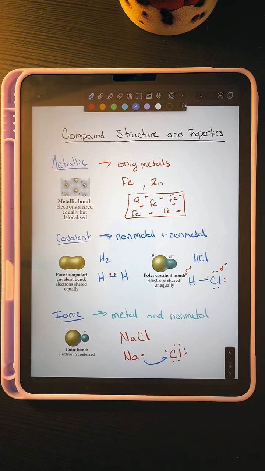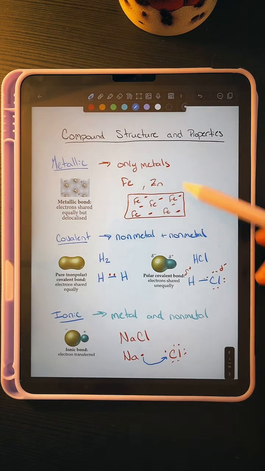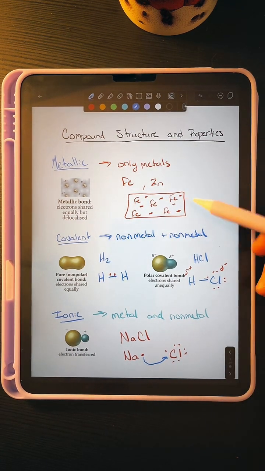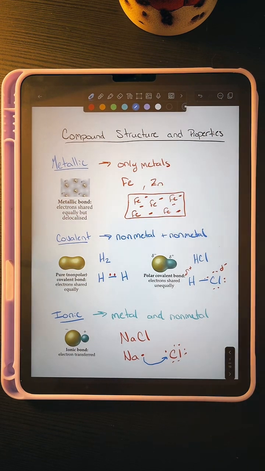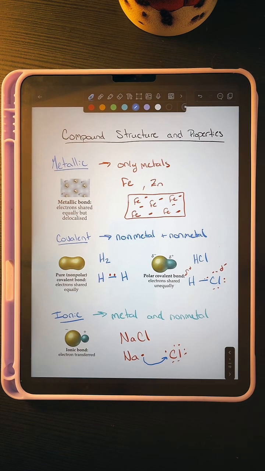More often than not, though, your metallic bonds are going to be a brick of one metal. The only reason we would have something different is if we have an alloy, to make it sturdier or something along those lines. Like steel, for instance. Steel is a mixture of two different metals, I believe. Brass is copper and zinc, I believe. So there's a couple of them. So this is a brief overview of what our different bonds are going to be. We have metallic, covalent, and ionic.